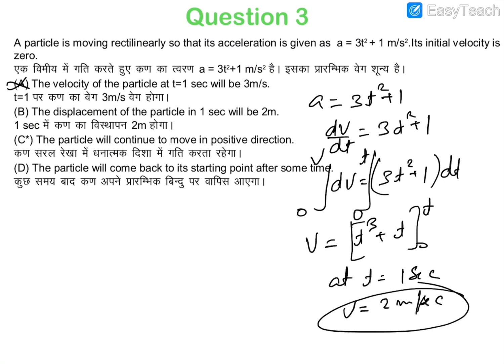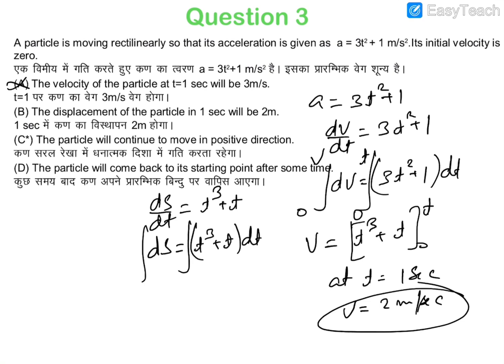So v can be written as ds by dt, and ds by dt is equal to t cube plus t. So ds will be equal to t cube plus t into dt, and I am integrating it. So s is equal to t to the power 4 by 4 plus t square by 2, and at t equal to 1 second, you can see that s is equal to 3 by 4. So this is also incorrect.